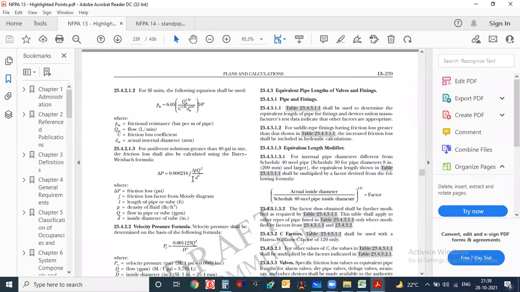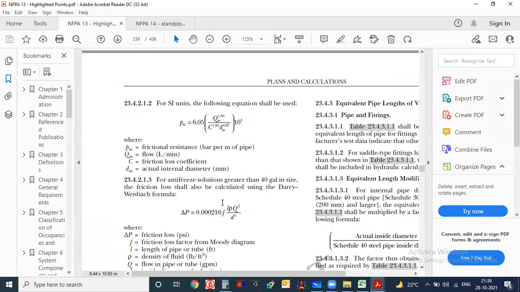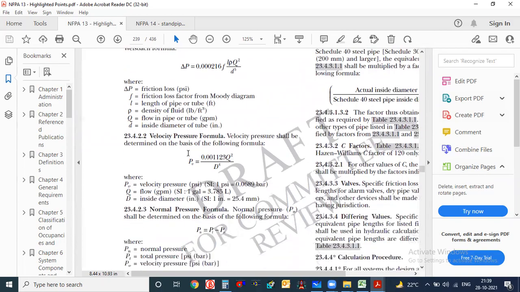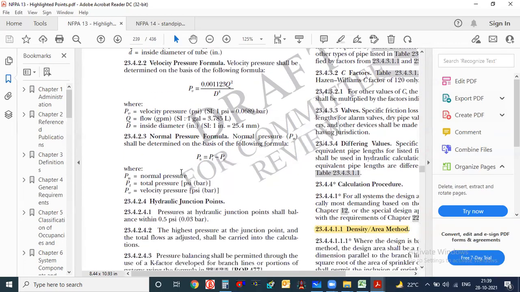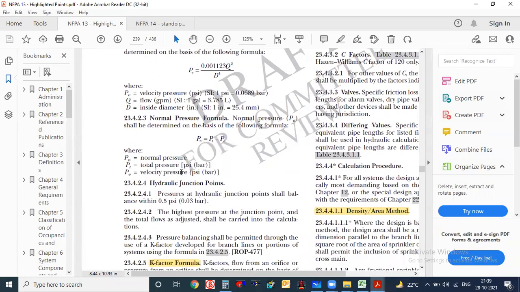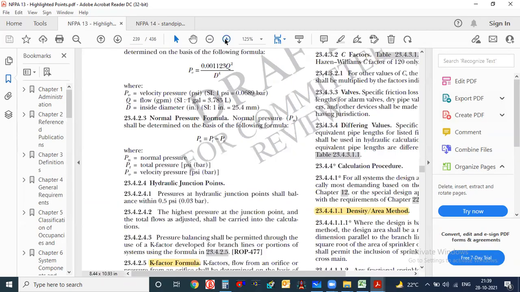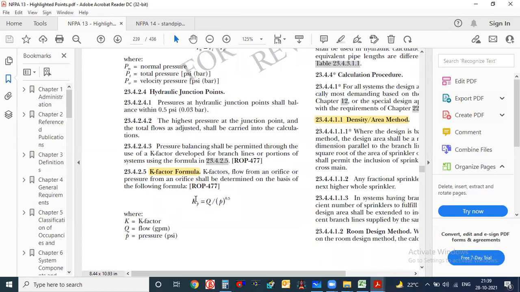They have given different formulas here. Some formula is given for antifreeze solution. Darcy's equation is also given. Just avoid it, no need. Now here they have given one point: pressure at hydraulic junction point shall balance within 0.5 psi. Okay, leave this. Here they have given the K factor formula also.